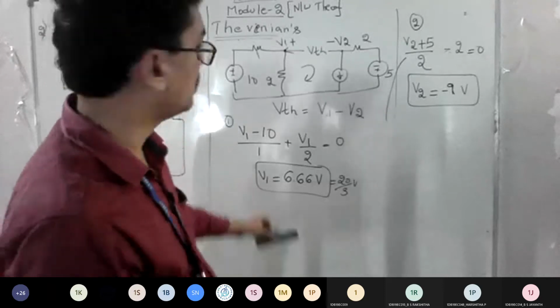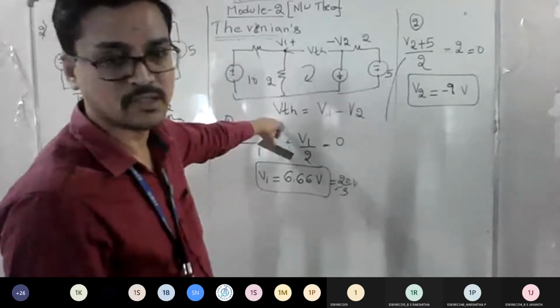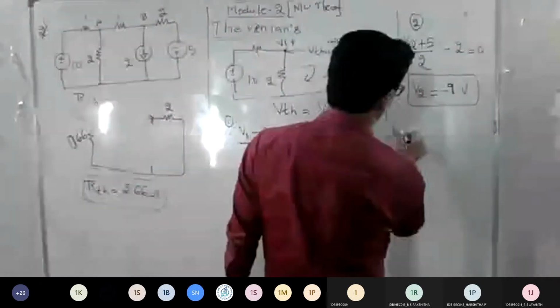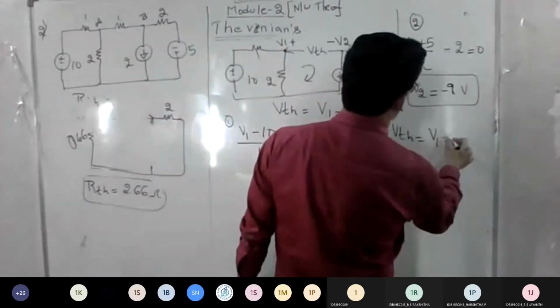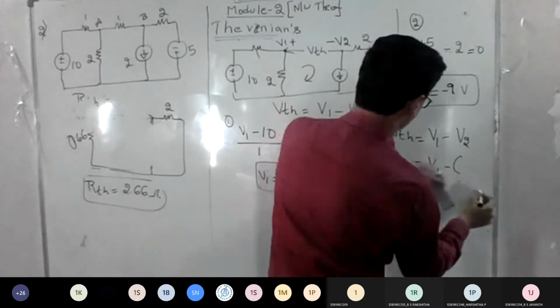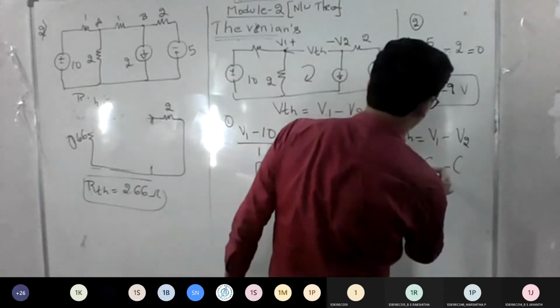So what's the thing I told? What is VTH equal to? It's V1 minus V2. So what is the answer for VTH you're going to get? V1 minus V2, this is equal to V1 minus of V2. So what is the answer for V1 you got? 6.67.